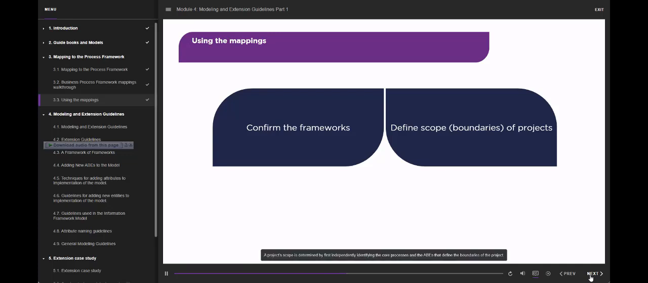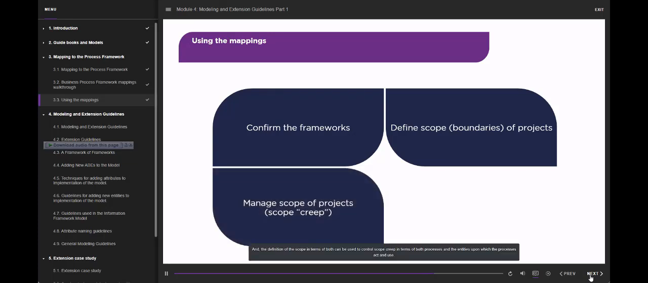A project scope is determined by first independently identifying the core processes and the ABEs that define the boundaries of the project. Then the mappings are used to check that all core processes and ABEs have been considered for inclusion. For example, if the core process product offer development and retirement is included, then the ABE product offering should be contained within the scope. If the product ABE is included in the scope, then order handling should be included in the scope.